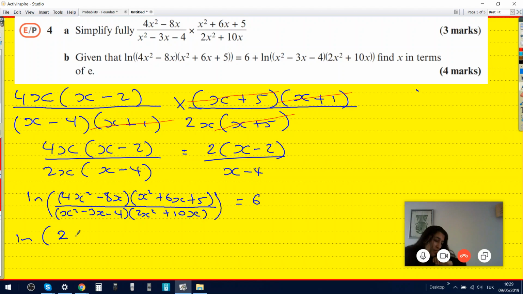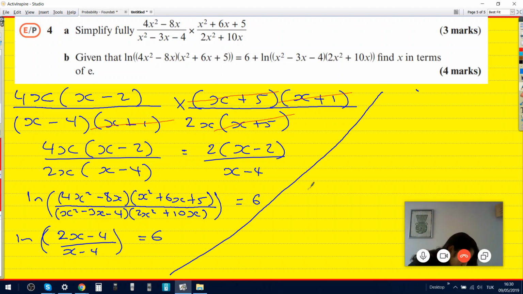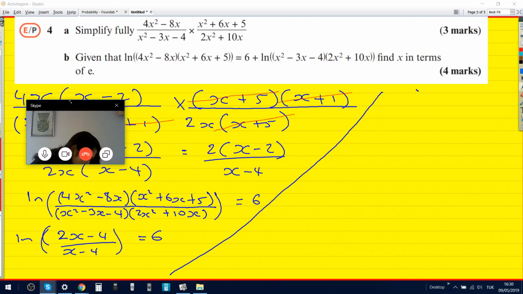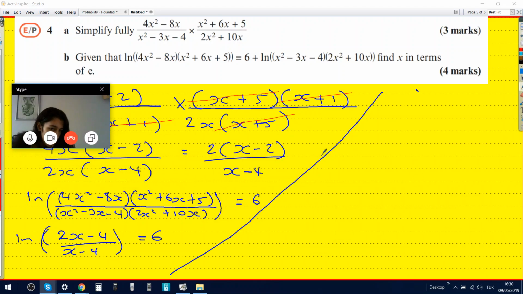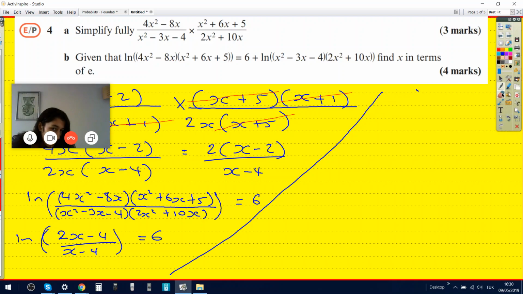You could say 2x minus 4 over. Yeah, true. I won't do that. Now ln of (2x minus 4 over x minus 4) equals 6. And then should I put the x minus 4 onto the other side and then do the e thing? The x minus 4 is in the log, so you can't move it to the other side yet.